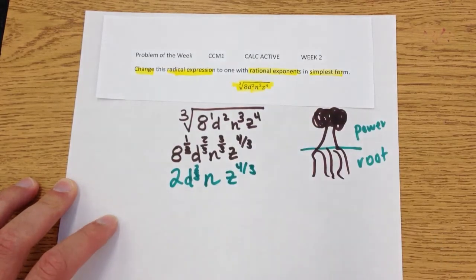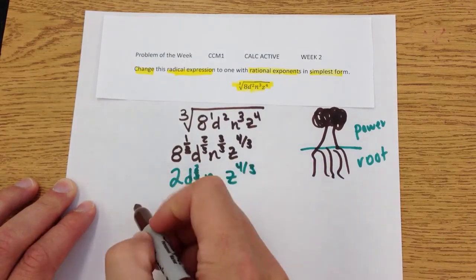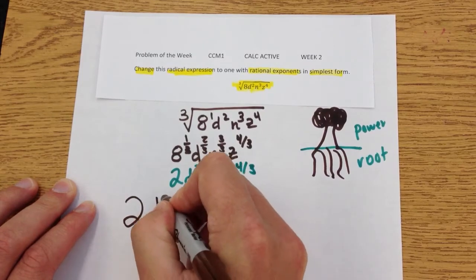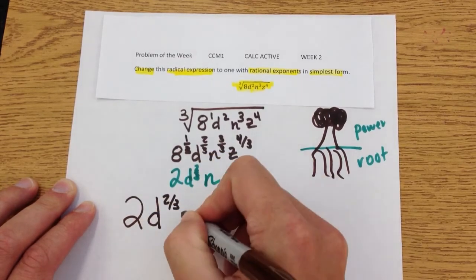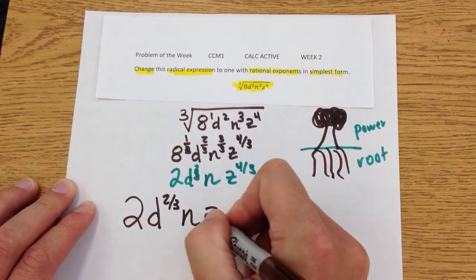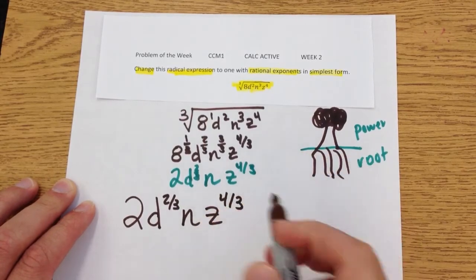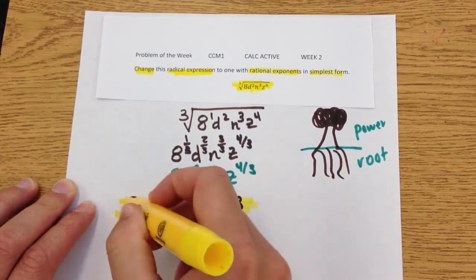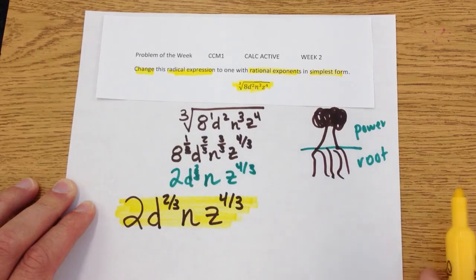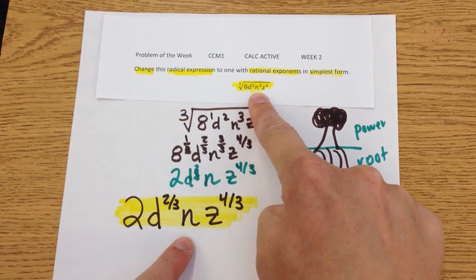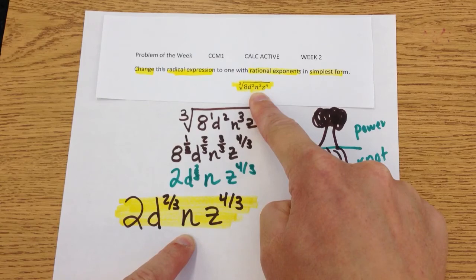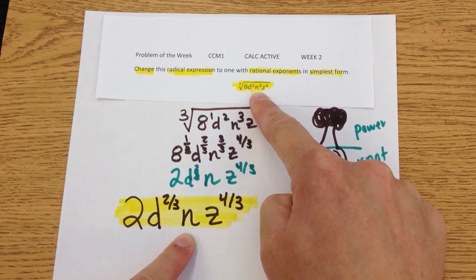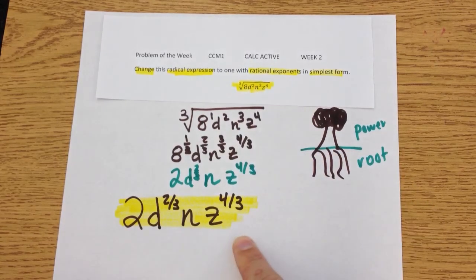4/3. Okay? So my answer, and I'll write it a little bit bigger here just so you can see it. If you're having difficulties, 2 times d to the 2/3 power times n times z to the 4/3 power. This right here is my final answer. And I need to again make sure, did I answer the question? Well, it's now in a form that has fractions as exponents or rational exponents. It's no longer a radical expression, and I've simplified everything, so that is it.